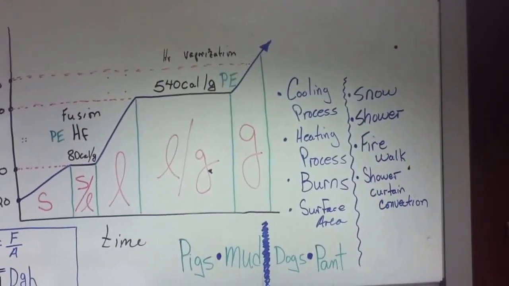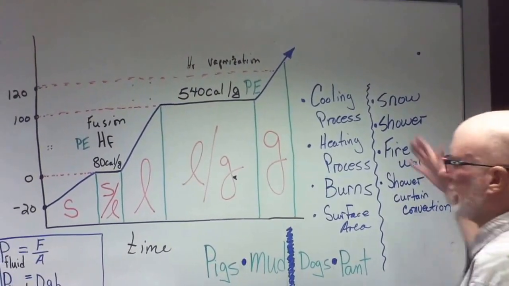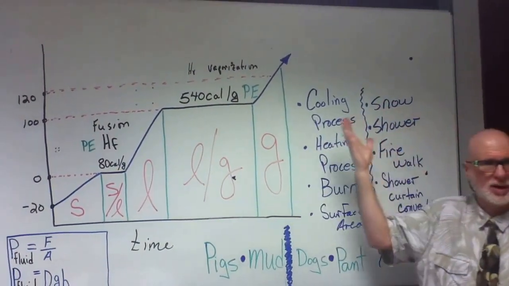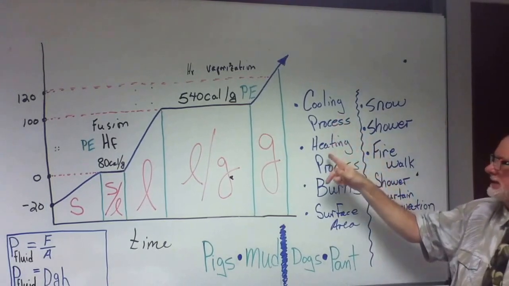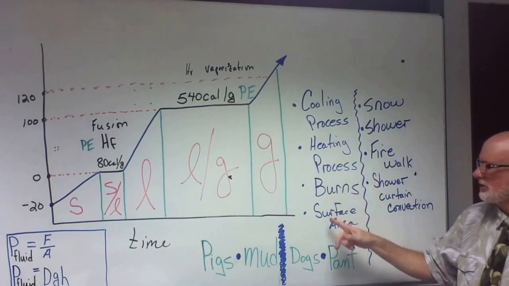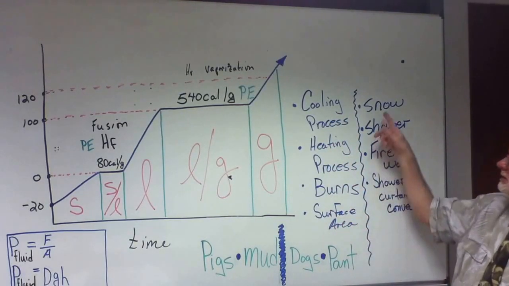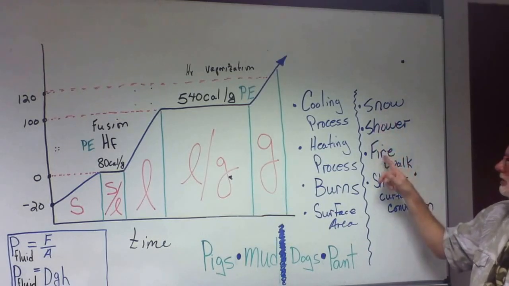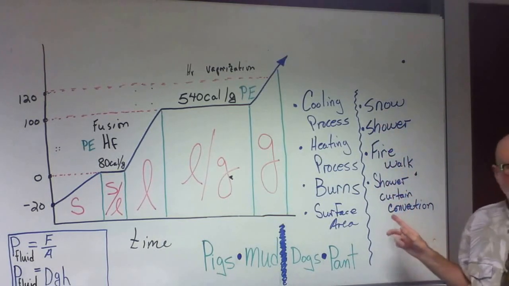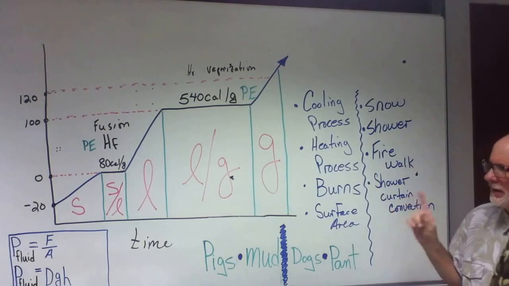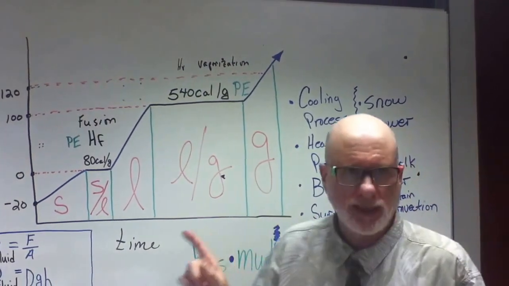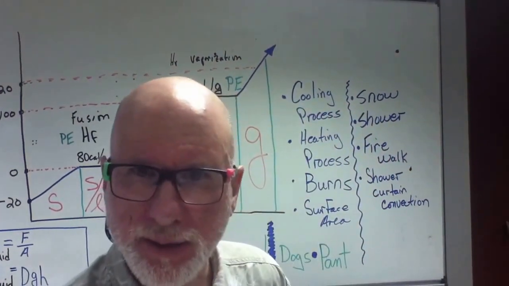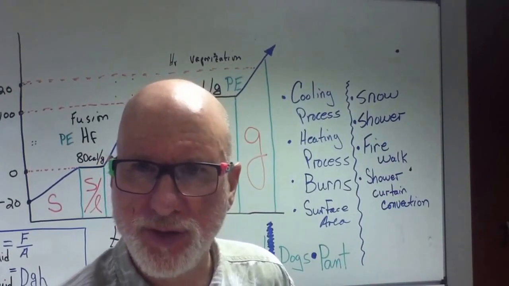All right, so this is where we were. We might not have been able to see this area here before, but we have cooling process, heating process, burns, surface area, snow, shower, firewalk, shower curtain, convection. I think that's where we were, correct? Okay. Let me erase a little bit of this so I can go over this and finish quickly.